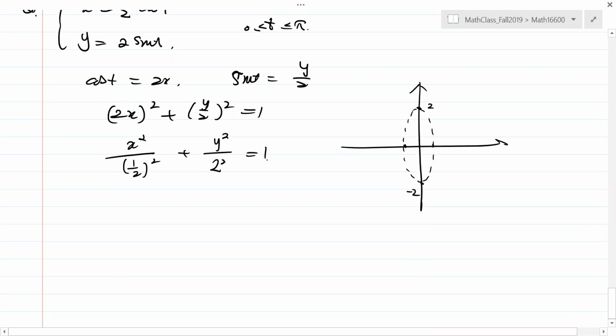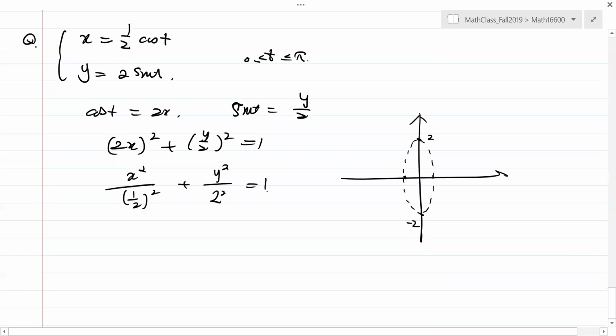So the graph of this equation will be an ellipse. But the curve described by the parametric equations is probably just a portion of that. What you have to do is choose three points. Imagine, when t equals zero, this is the t.